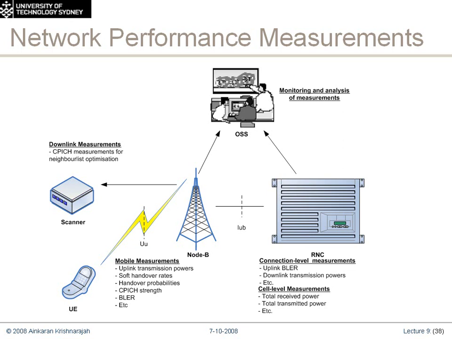There's some other examples here. I've discussed already the neighbor list optimization, which is the downlink measurements. So you can use, shown here, a scanner, which is another tool which helps us identify whether our neighbor cell relations are actually built in an optimal way or not.